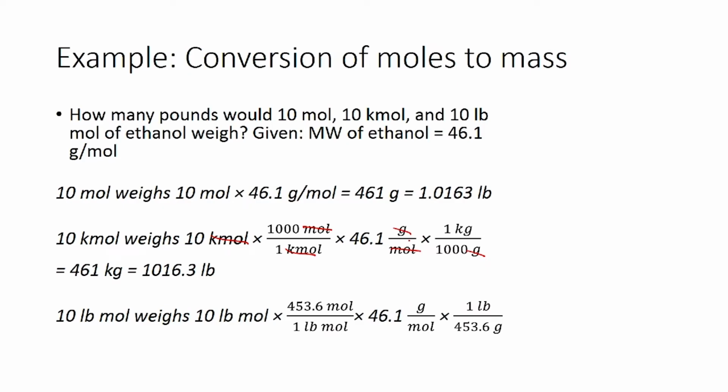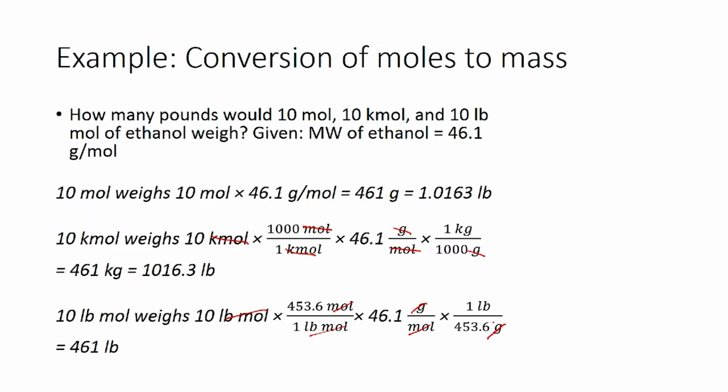10 pound moles would weigh 10 pound moles times 453.6 moles divided by 1 pound mole times 46.1 grams per mole times 1 pound by 453.6 grams. So, the pound moles cancel off, so do the moles and so do the grams, thereby giving you a final answer in the units of pounds.